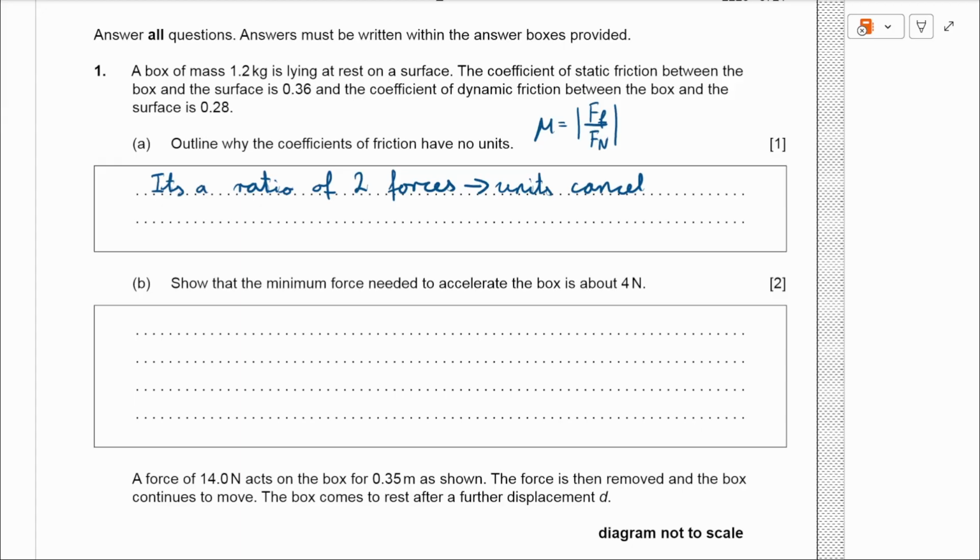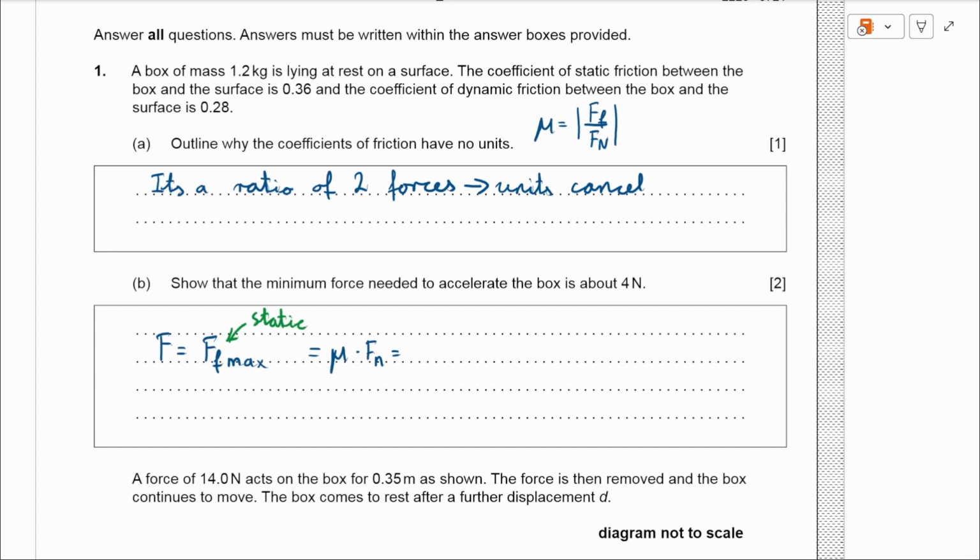But okay. In part B, we need to show that the minimum force needed to accelerate the box is about 4 newtons. So for the minimum force, we have to determine what frictional force we need to overcome so that the block starts moving. And that's the coefficient of static friction. So the force we need is simply the F_F max. And again, this comes from the static friction, as this is the frictional force that is acting before the block starts moving. So the frictional force is just this coefficient times the normal force.